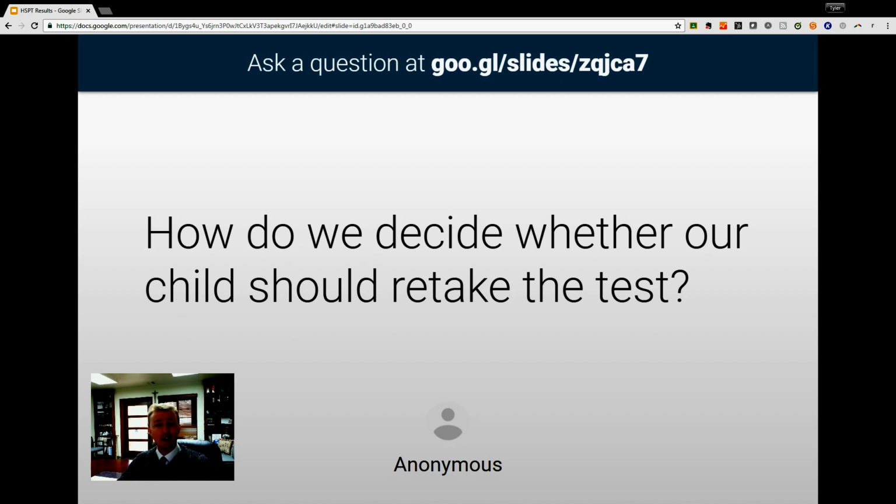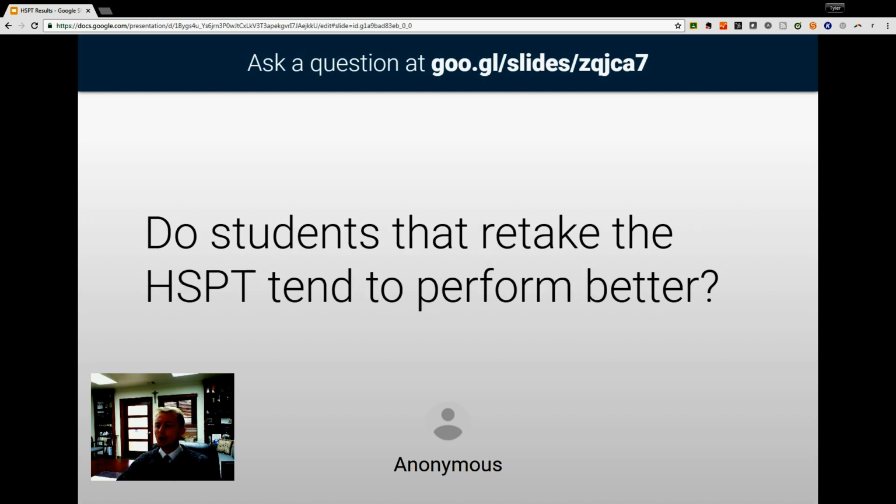Now, if you're in the 99th percentile, then of course, if you're in the 94th percentile, you may have a shot, and I would certainly encourage a student to try and take that again. But it's really up to the student, truly. Let's see here. Here's a question. Do students that retake the HSPT tend to perform better? For the most part, yeah.